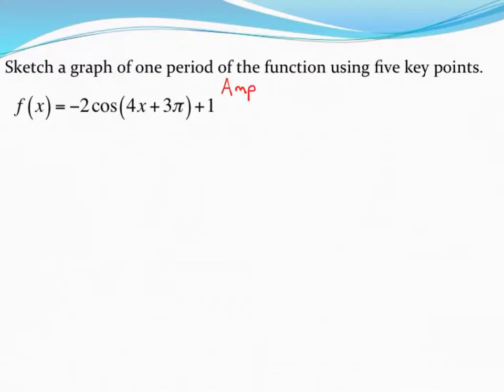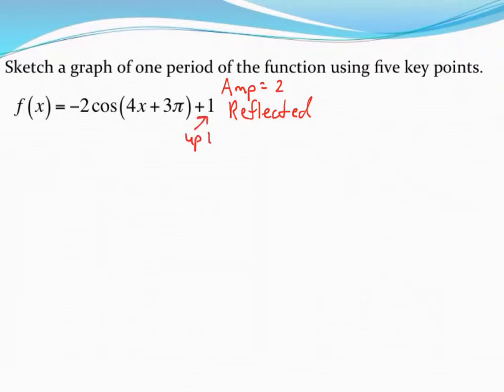I can see that the amplitude is going to be 2, that's my A value. Also, since that A value is negative, I'm noting that this graph has been reflected, so the cosine will be reflected of what we're normally used to seeing. I have this plus 1 at the end, so I know my midline is going to be shifted up 1.